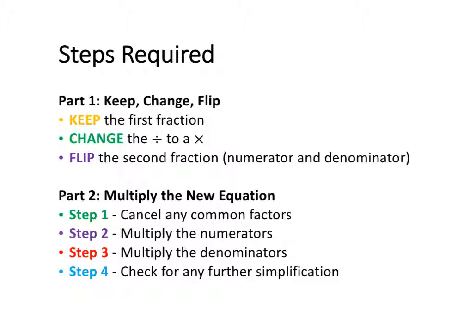So after I've done those three things, I've completed my keep, change, flip. Keep the first fraction, change the operation sign to a multiplication, and then flip the second fraction. So that is part one. Part two is to multiply the new expression. If you need a recap on how to multiply an algebraic fraction, go back and have a look at that video that explains how to complete this part. So let's now have a look at a couple of examples of how we divide algebraic fractions.